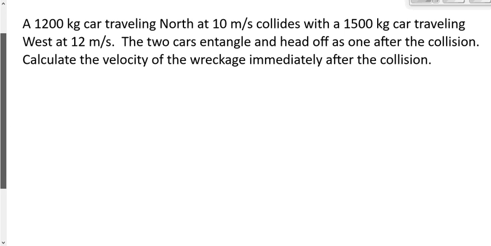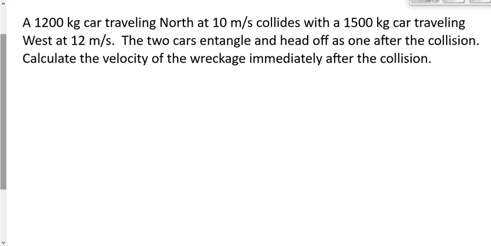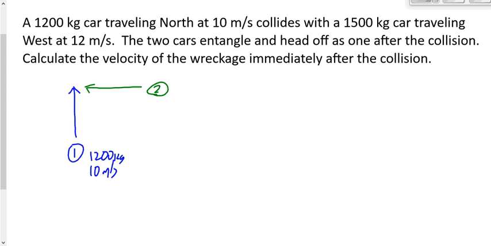So let's say car number one has a mass of 1,200 kilograms and a velocity of 10 meters per second to the north. It collides with car number two, which is moving to the west. It has a mass of 1,500 kilograms and a velocity of 12 meters per second to the west.